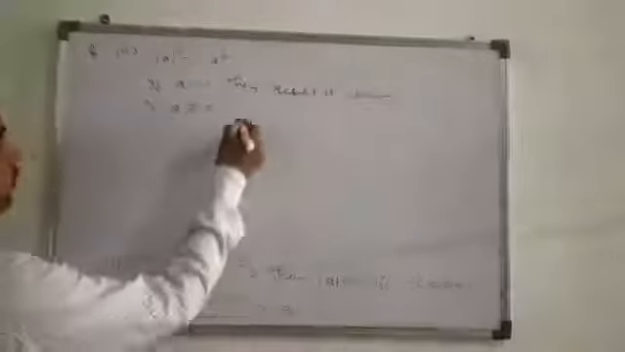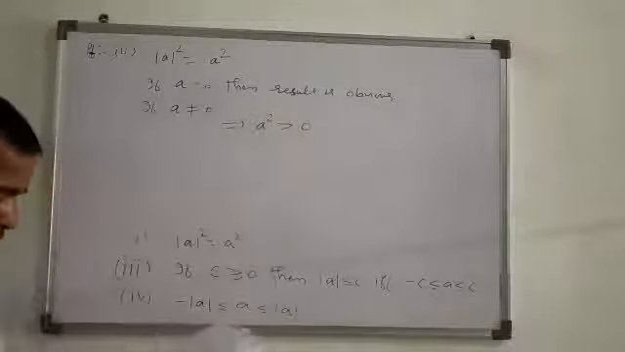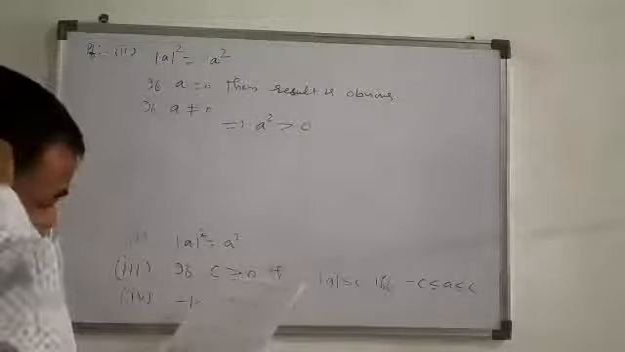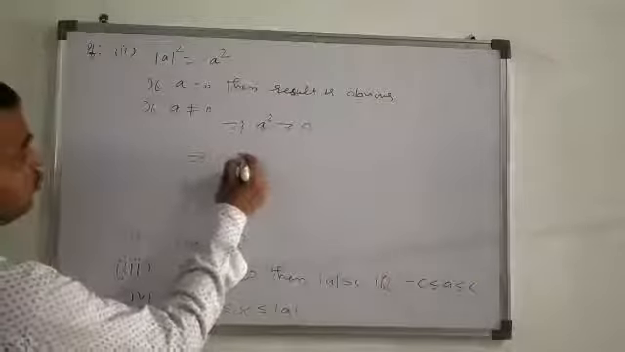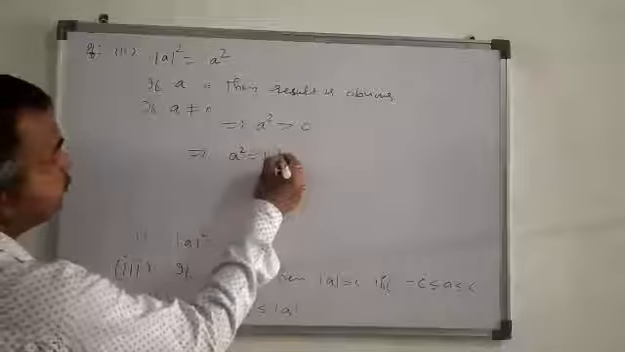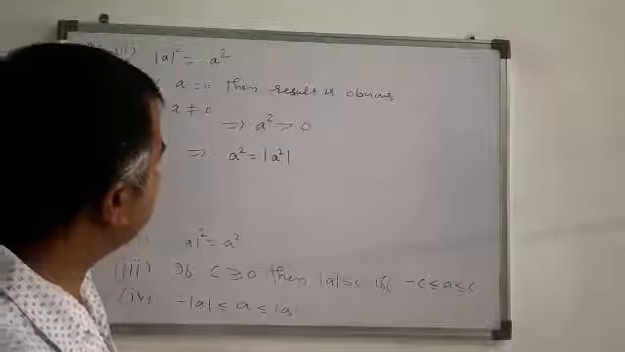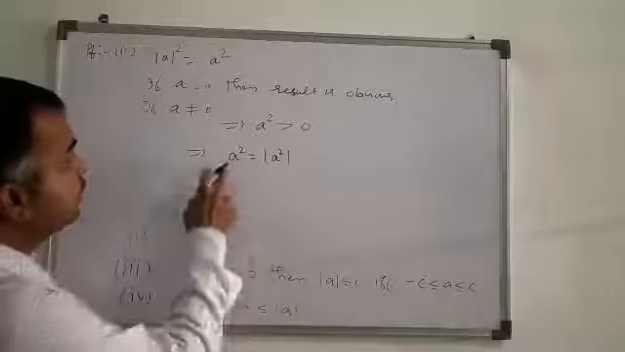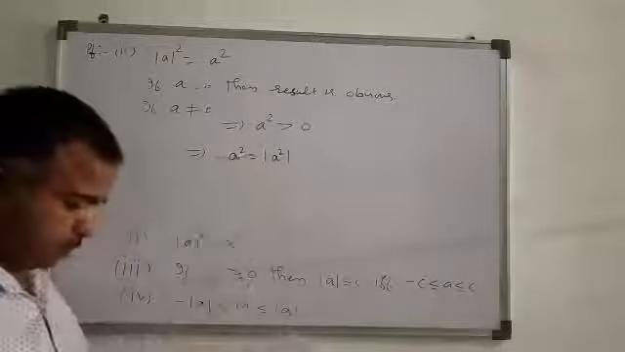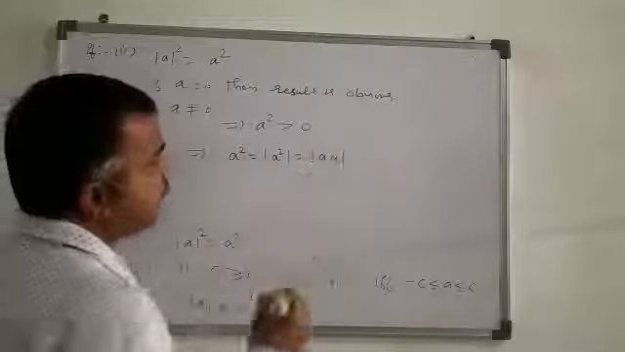It implies A square is positive. So if A square is positive, it implies A square is, because from the definition of absolute value, if A is a positive real number, then A is equal to mod of A. So here A square is mod of A square. So this can be written as A into A.